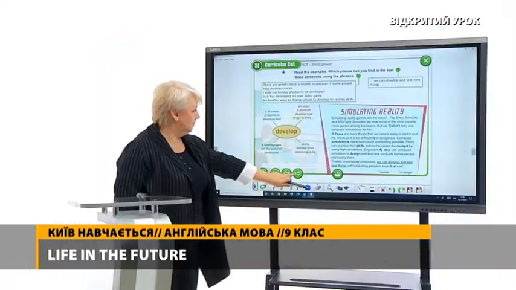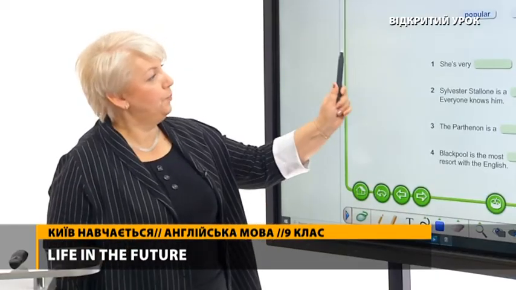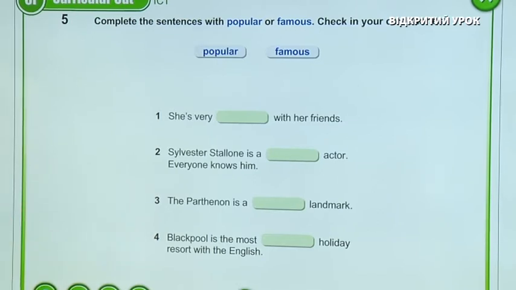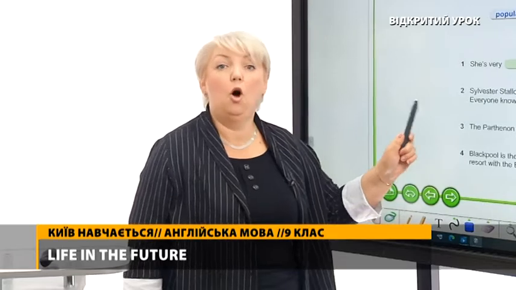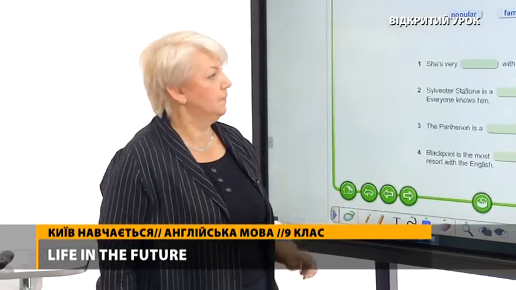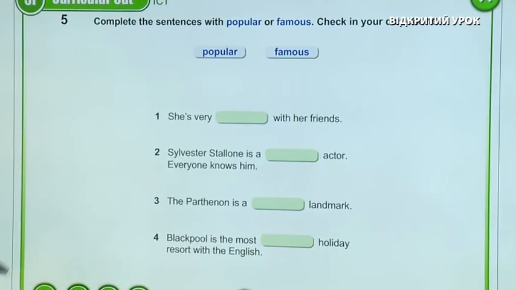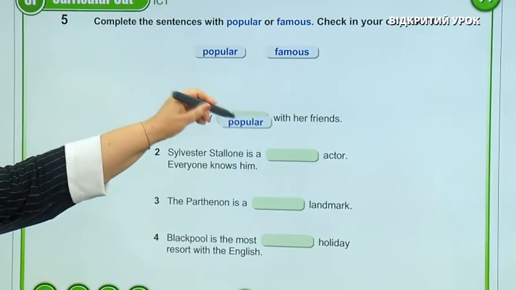And let's move on. You saw two words that are very close in their meanings, but have different usage. Popular and famous. To distinguish between them, I suggest you do this exercise. You should fill in popular or famous in the gaps. Let's see. She's very ___ with her friends. She's very popular or famous? You are right, it's popular.